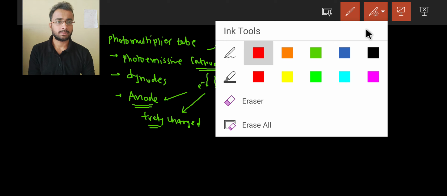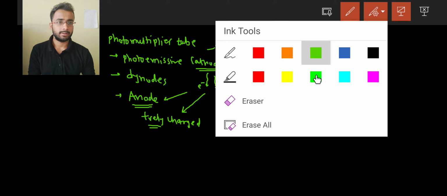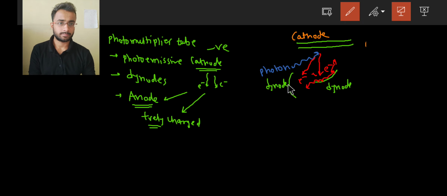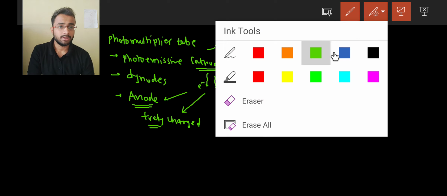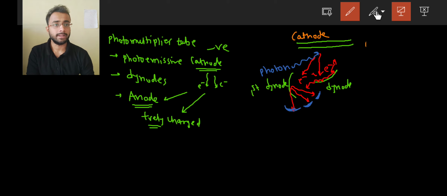Suppose this is another dynode, and this will emit multiple electrons. Now this is the first dynode. This first dynode will emit some electrons, and now these electrons will hit the secondary dynodes. After this hitting, a number of other electrons will be emitted from this dynode as well.